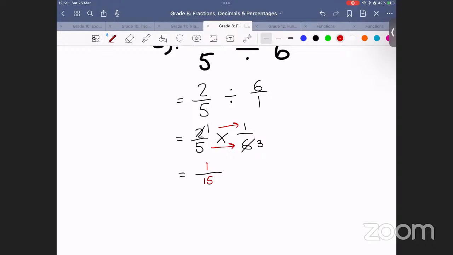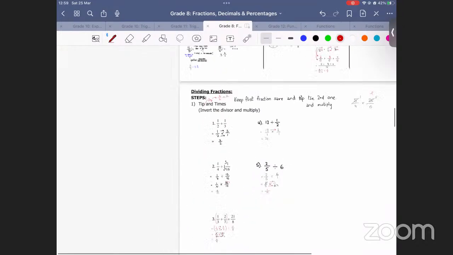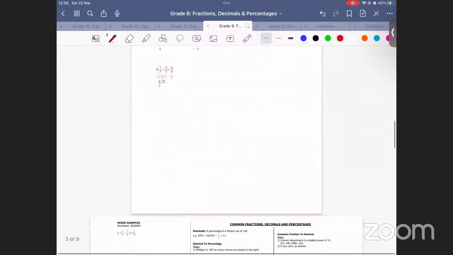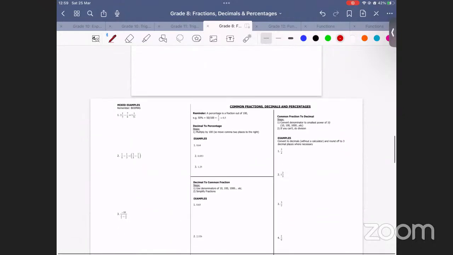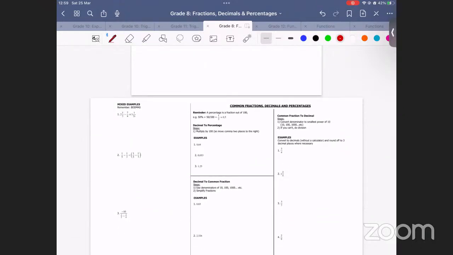But yeah. Yes, you only tip the second fraction. Correct. You keep the first one the same and you tip the second fraction. That is indeed correct. But yeah, okay, so let's end it there.